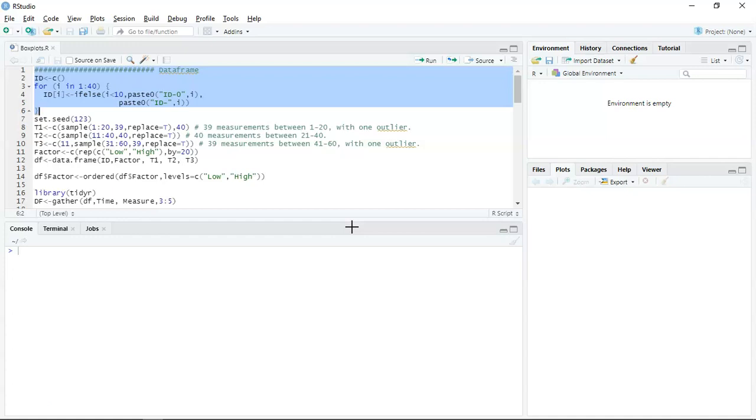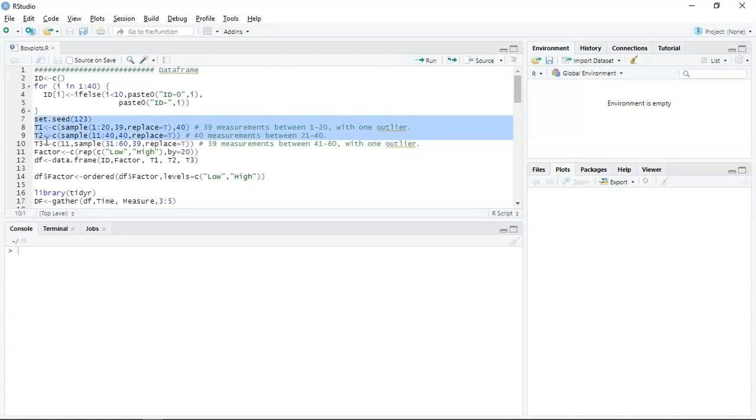The first bit is to have the participant ID. So I'm going to label them ID dash, then their ID number, so 01, 02 up to 40 essentially. That's what this for loop is going to do. Then the next bit, more my lines 8, 9 and 10, is where I want to randomly select numbers in certain intervals, but I want those numbers to be reproducible. So I need to make sure that I set the seed in order for the numbers that I'm looking at here to be reproducible.